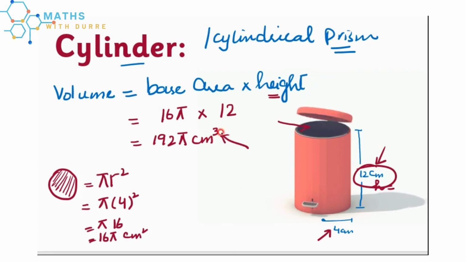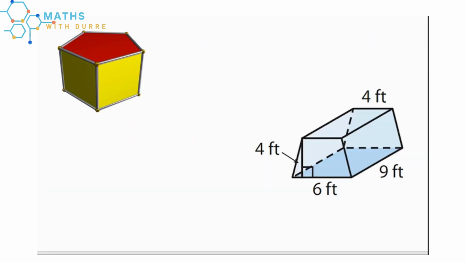Remember once again, this cube is showing you what? This cube is showing you are calculating volume. So whenever you are going to calculate volume, the unit will be a cubic unit. Let's have another example.